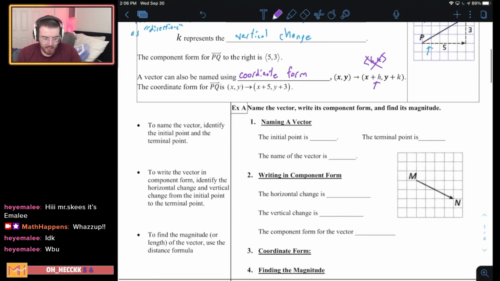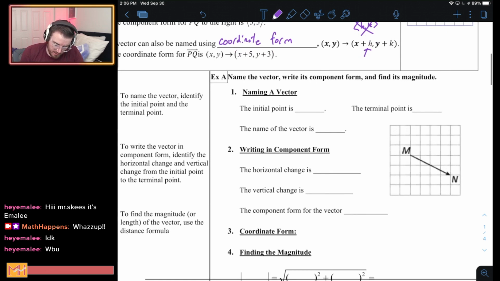But again, vectors are directions. So let's take a look at a few of these vectors. Initial point is the start. That's pretty obvious. That's point M. Terminal point is the end. That's point N.